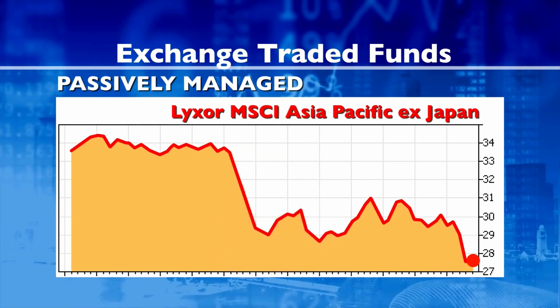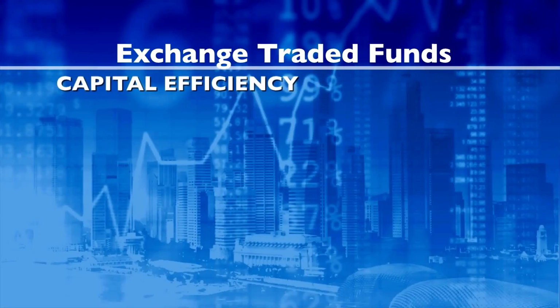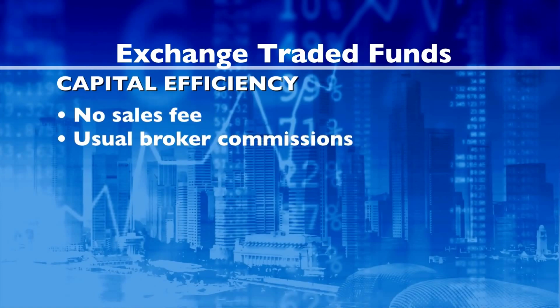ETFs are purely there to give you exposure to an index, not to outperform it. This saves you money, gives you peace of mind, and still provides you with diversification. As a result of being passively managed, the fees are also much lower. In industry jargon, they call this capital efficiency. Unlike unit trusts, there is no upfront sales fee. You only pay your stockbroker the usual commission and clearing fees, just as if you were buying or selling stocks.